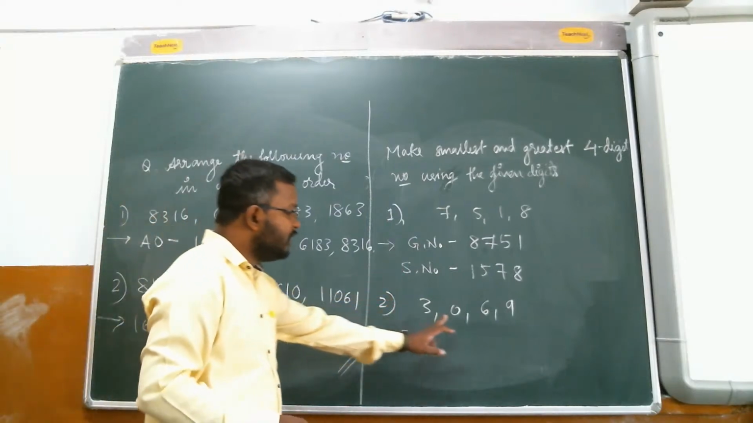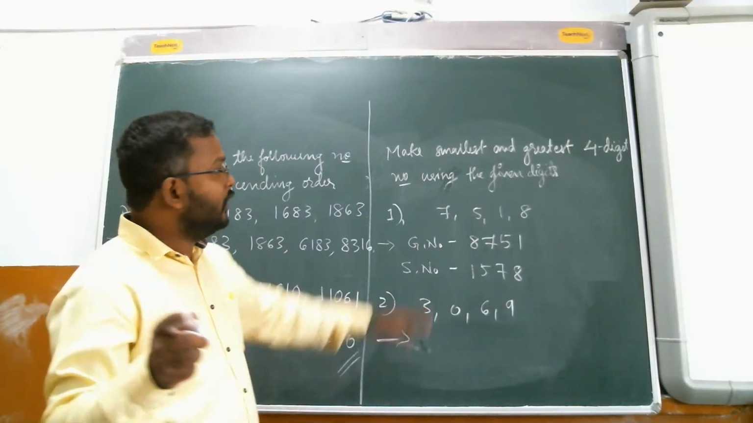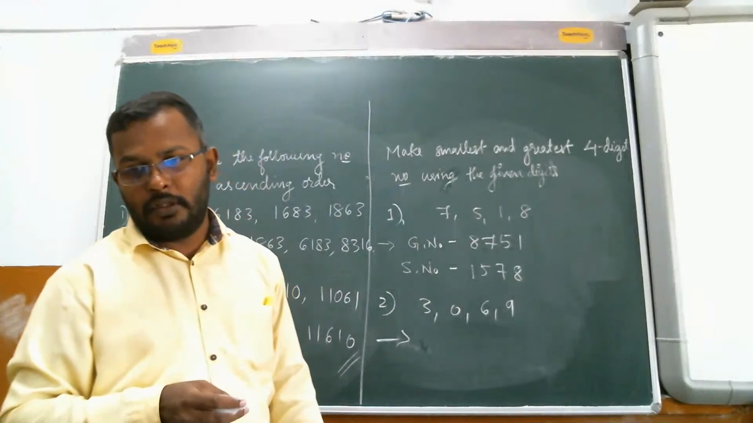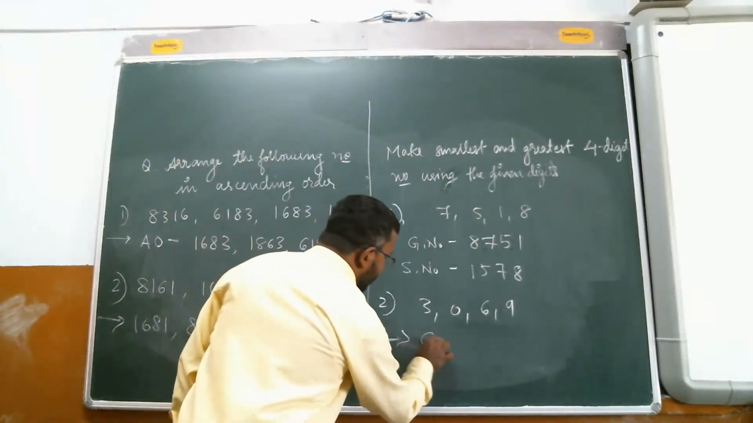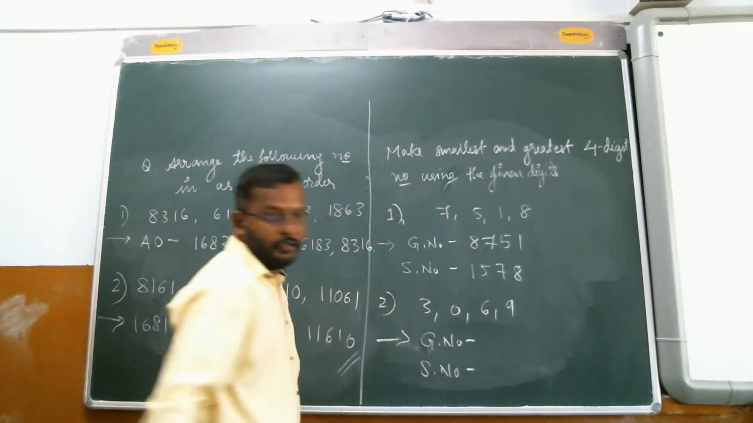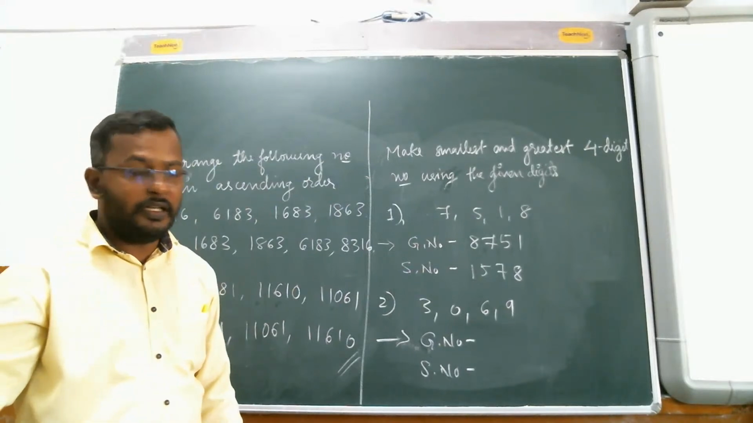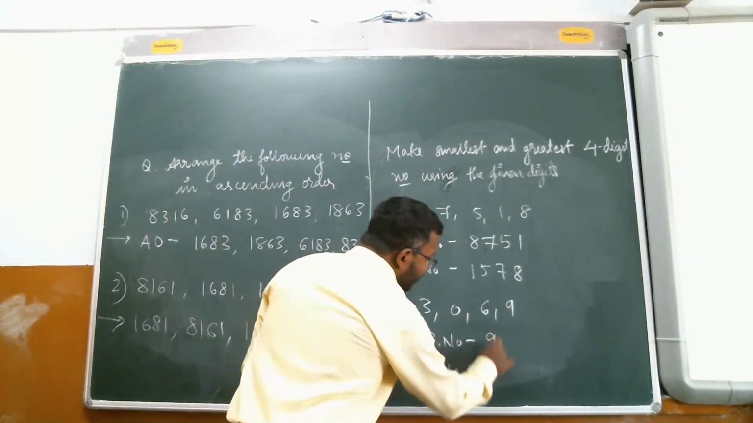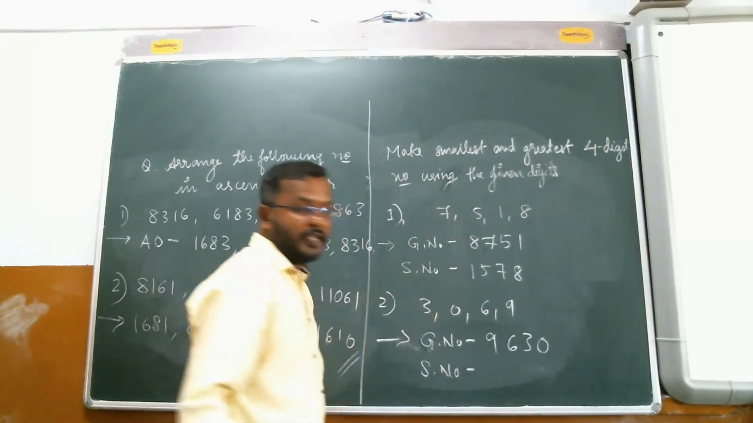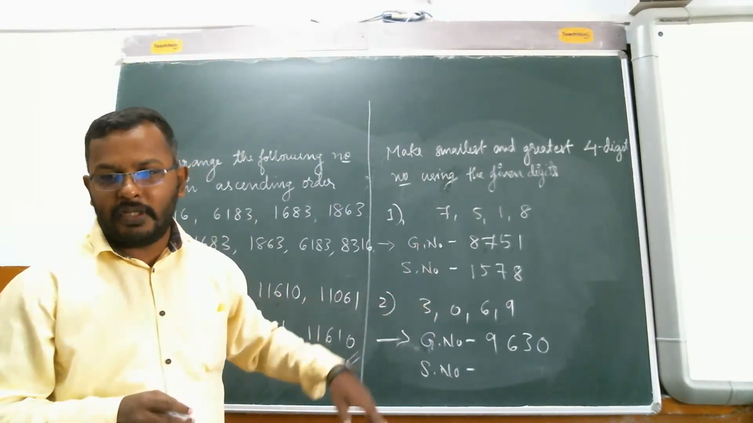The digits are 3069. And when you are making the numbers, you have to be very careful. They are asking you to make 4-digit number. Okay. So greatest number and smallest number. So obviously greatest number you have to start from bigger number to smaller number. So what is the bigger number here? 9, next 6, and next we are having 3, and at last we are having 0. 9630 is the greatest number.